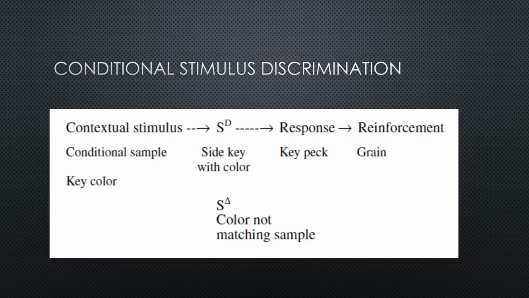Much of our complex verbal behavior comes down to very sophisticated conditional stimulus discrimination. Here's an example of conditional stimulus discrimination from Cooper, Heron, and Heward's text in Chapter 17. A pigeon pecks a colored key only when the sample stimulus matches that color. The key that is pecked is the SD. The sample stimulus is the conditional SD, or contextual stimulus.